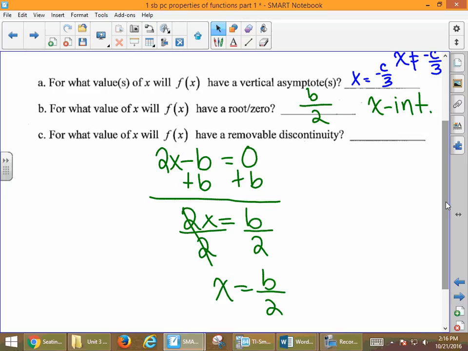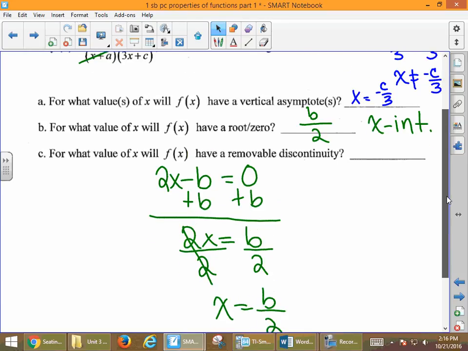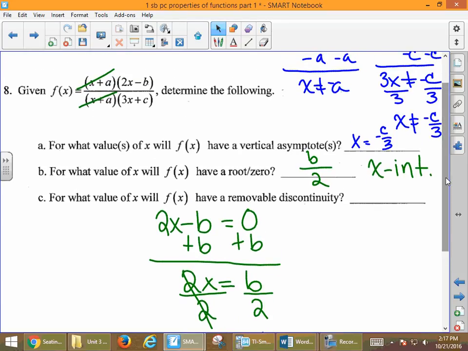And then finally, for what value of x will we have a removable discontinuity? Well, our removable discontinuity is coming from the value that we canceled out. And that's going to be here. The x plus a canceled out. So we're going to have a removable discontinuity at the value of negative a.